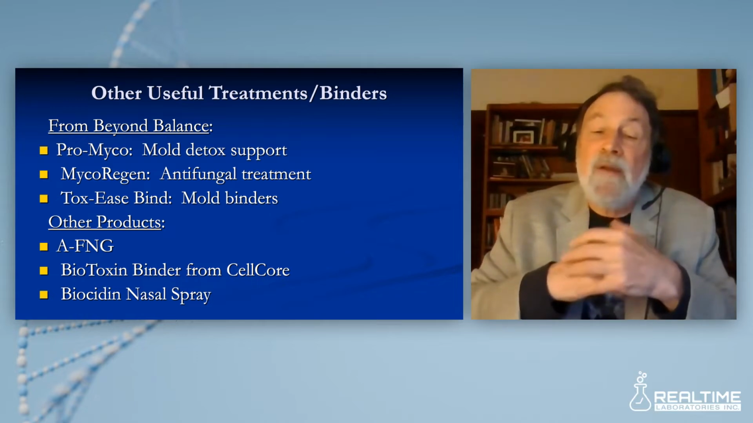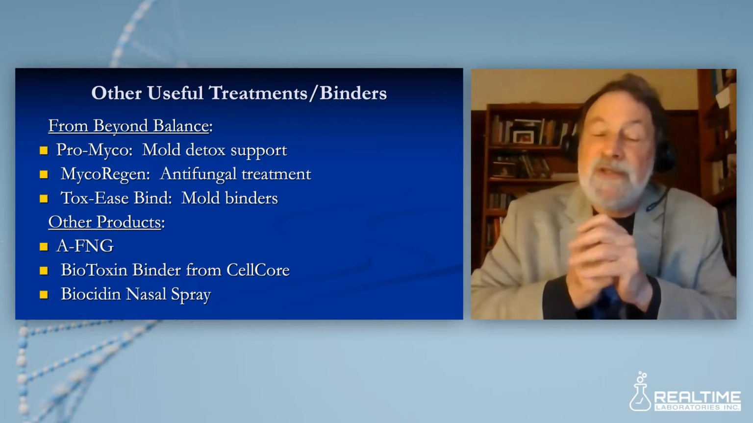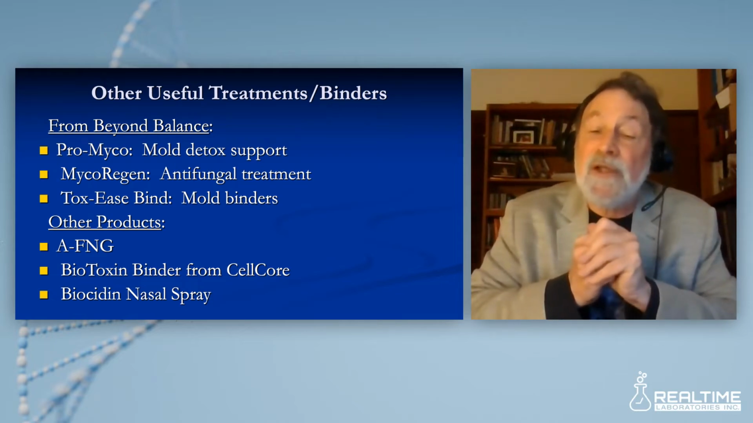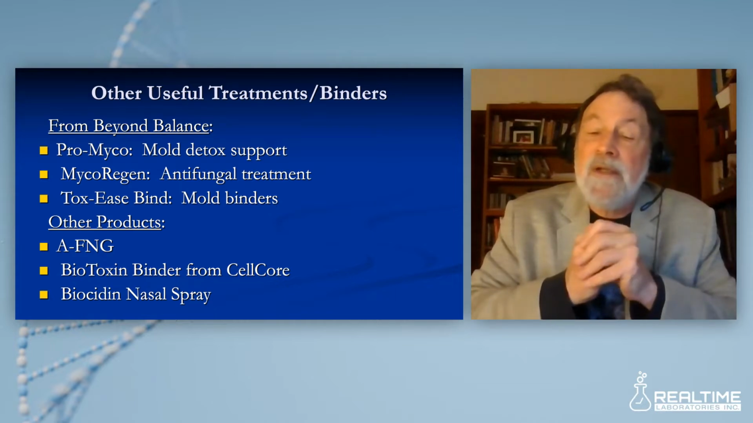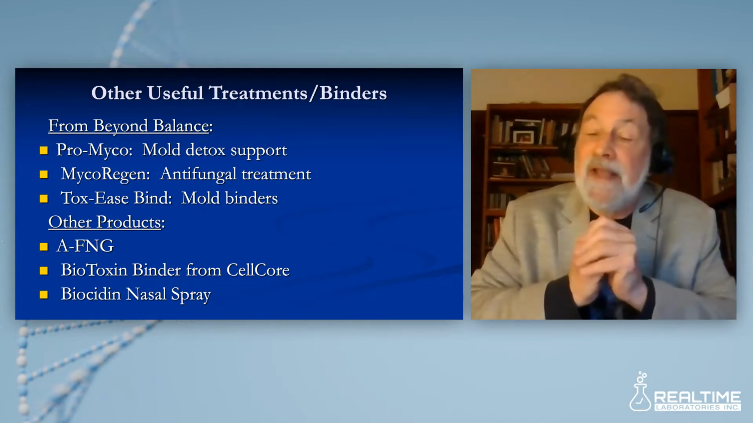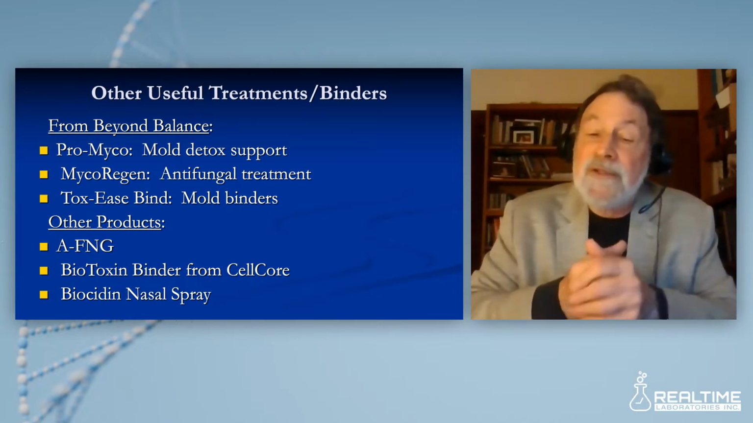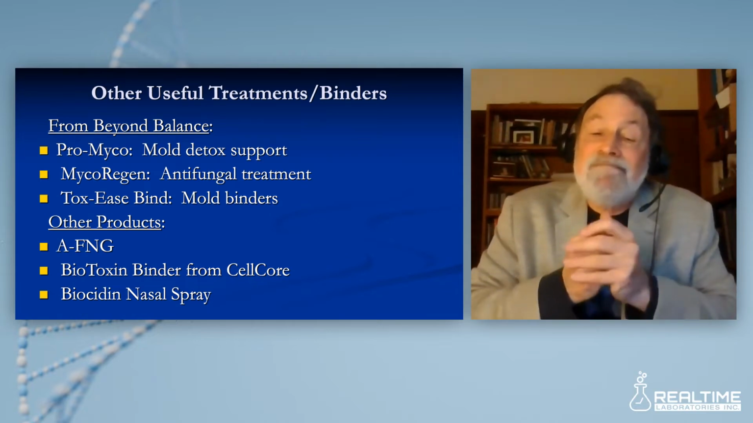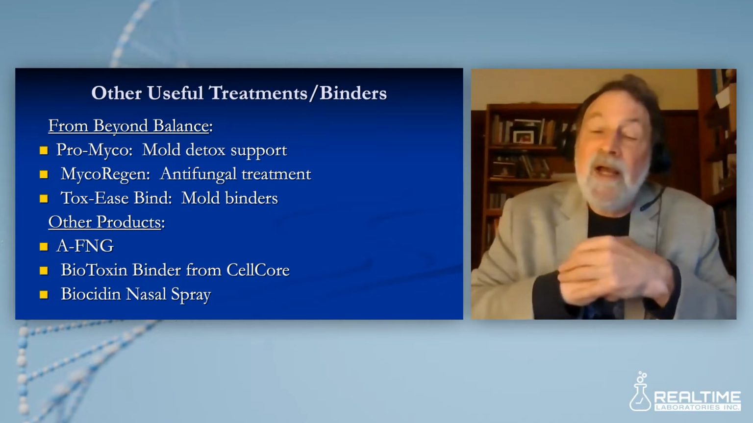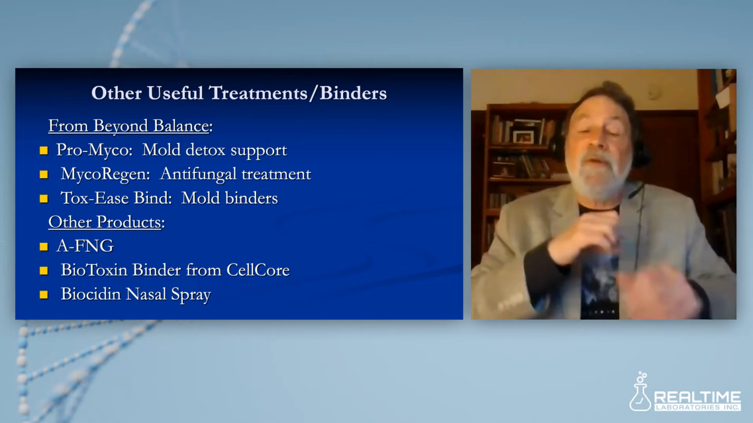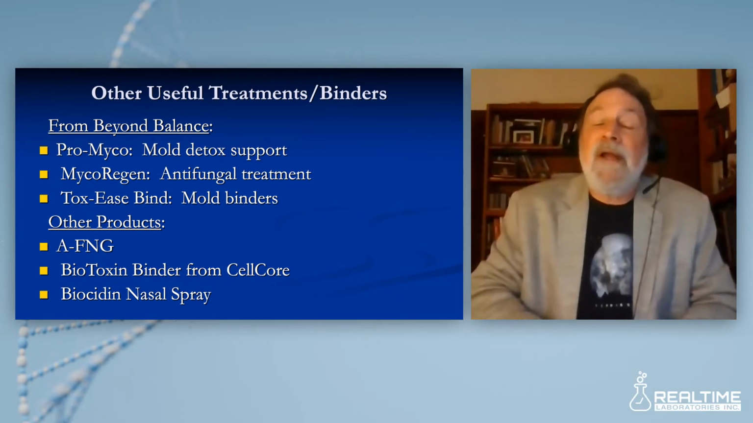Other products, Byron White makes A-Fung, which is very strong. I would only use that in constitutionally strong patients at low doses. The biotoxin binder from Cellcall is primarily humic and fulvic acid. Now keep in mind that although those are binders, I find them weak, and I don't find those products particularly helpful. Some of my colleagues disagree and do find them very helpful. Again, Biocidin nasal spray can be very helpful.